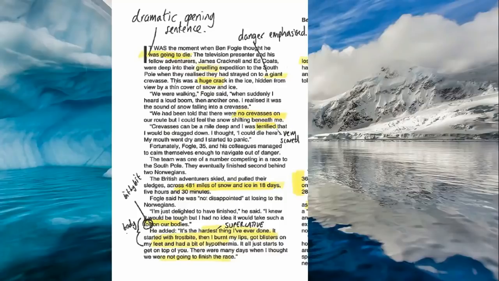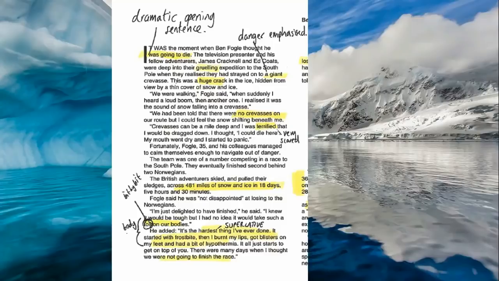Then we're given a statistic. They're not just going over 20 miles, they're going across 481 miles of snow in 18 days. So a huge feat, a huge feat of endurance these guys have to do. Then it says it takes a toll on our bodies. So maybe this is implying that it's all the days they've been out, that bit by bit, the word toll, bit by bit, it's making damage to their body.